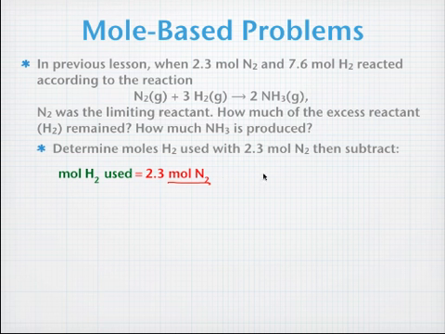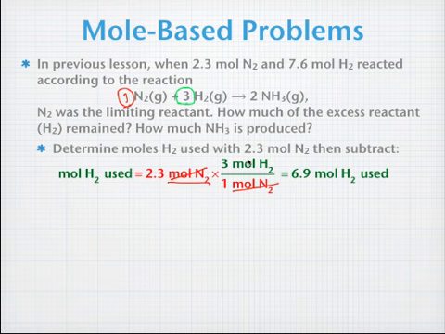We're going to start with the number of moles of nitrogen, and we're going to then take that implied 1 here. That's going to go in the denominator, and we're going to take the 3 here in front of the hydrogen, the coefficient, and that's going to become the mole ratio. So we're going to have 3 moles of hydrogen over 1 mole of nitrogen, and the moles of nitrogen are going to cancel out with each other, leaving us with moles of hydrogen. We're just looking for the moles, so it's going to be 6.9 moles of hydrogen gas used.